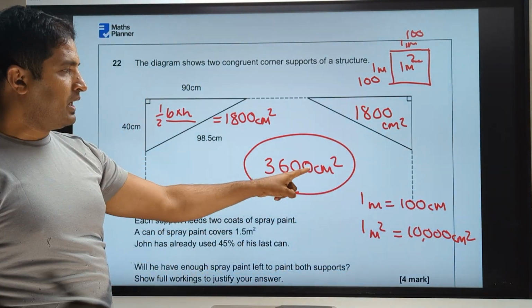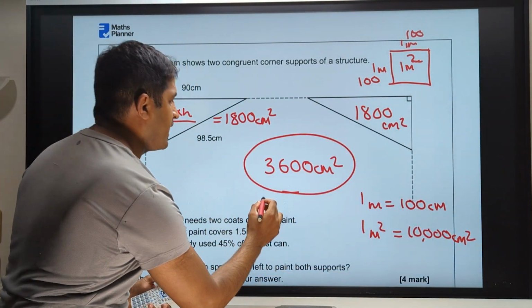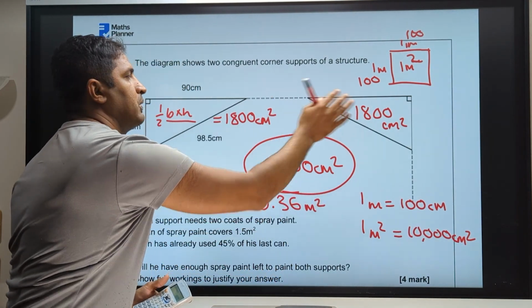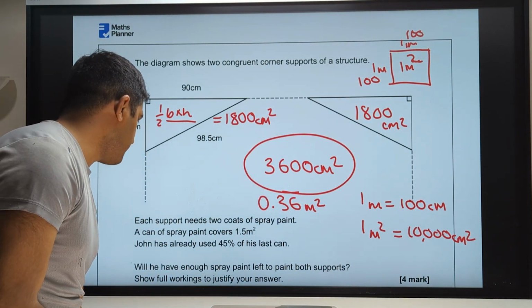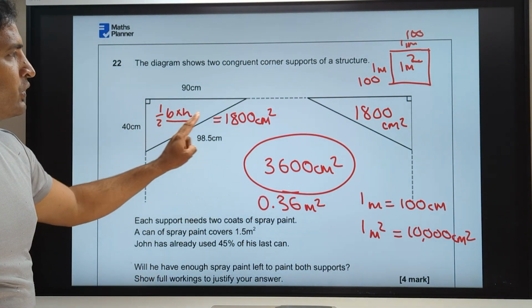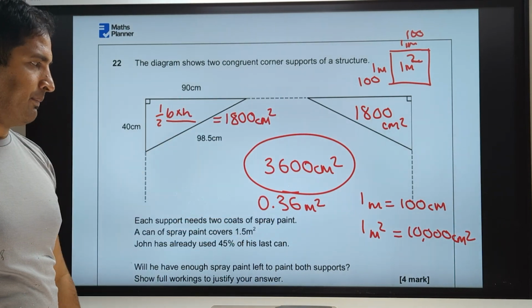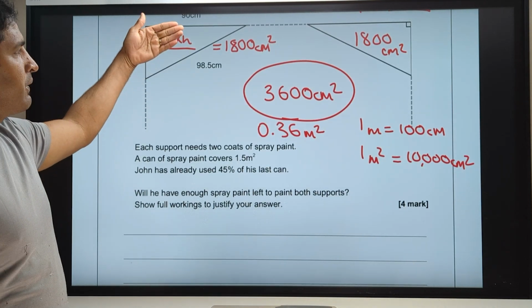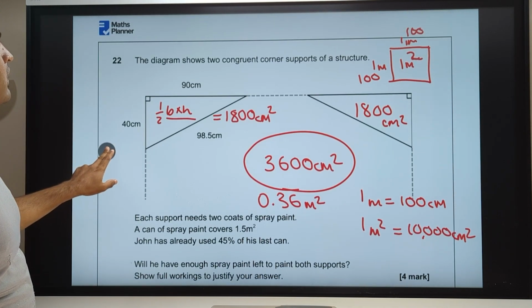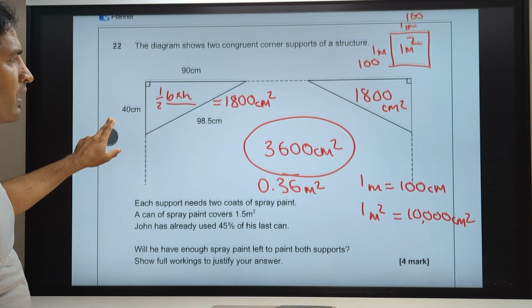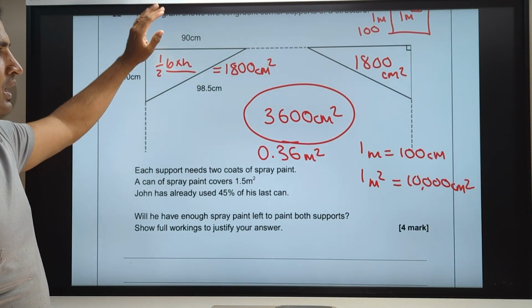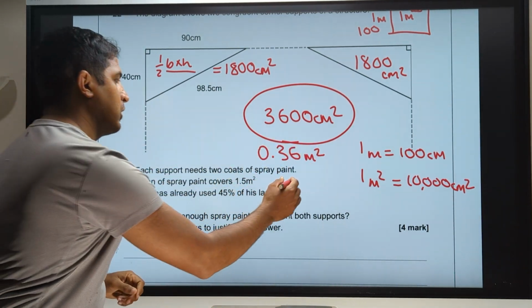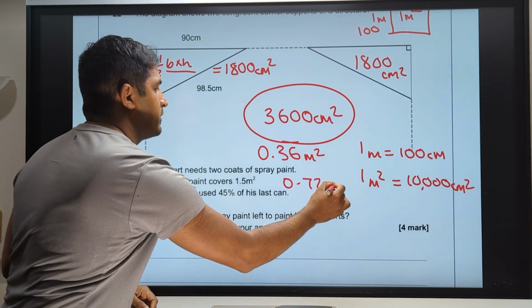Okay, so I need to divide that by 10,000 and I get 0.36 meters squared. Remember it needs 2 coats of paint, so I need to double that. Even if you double it, and probably have the front and back as well. So probably have the support here, the front and the back as well. So we need to multiply by 4 because you had 2 coats. When you do the 2 coats, you get 0.72 meters squared.